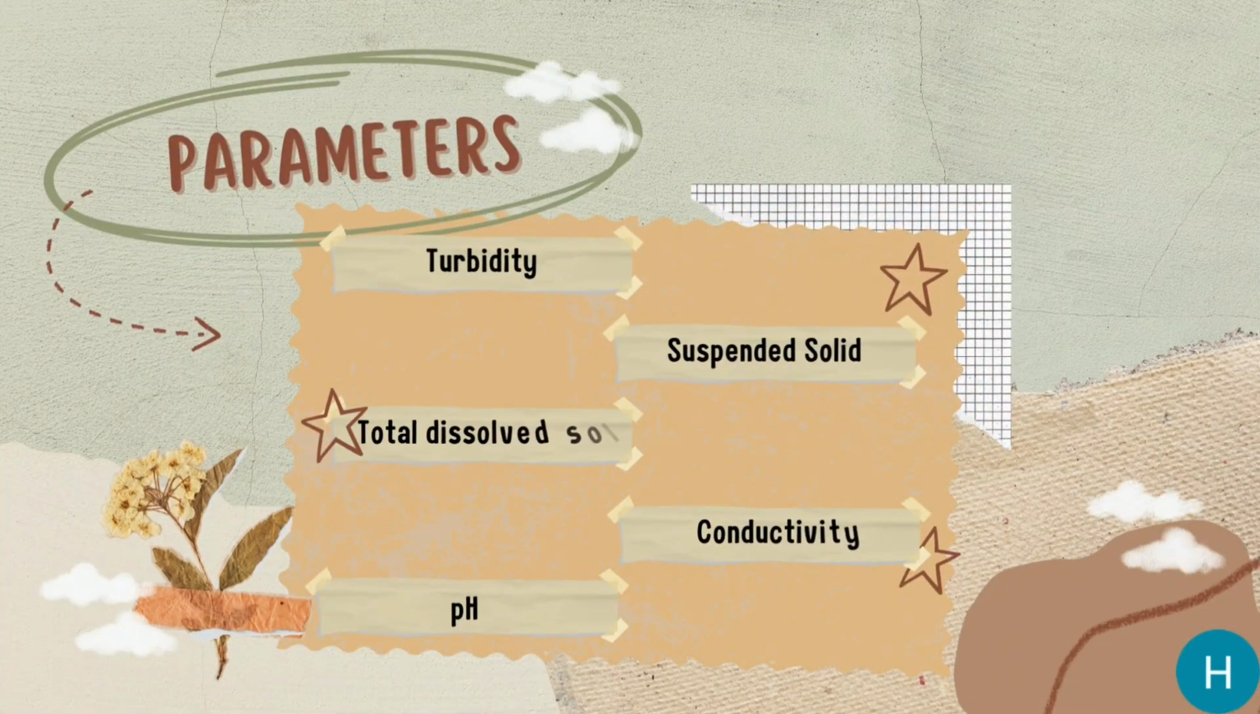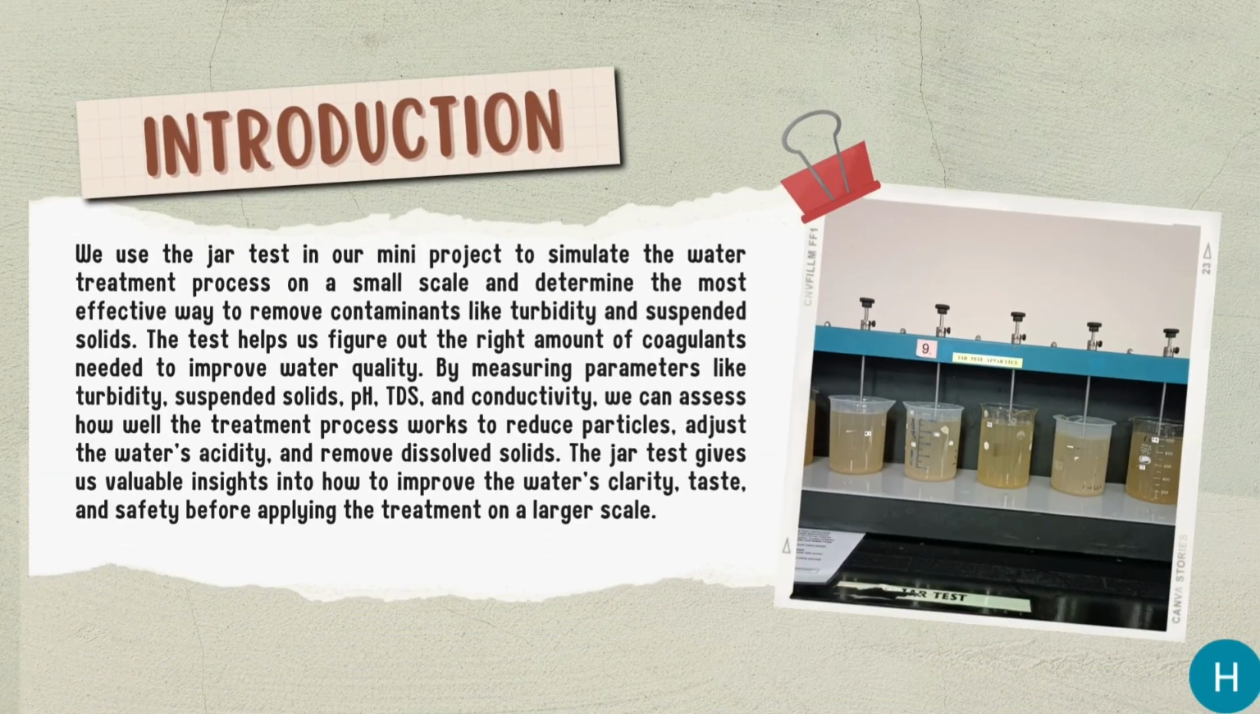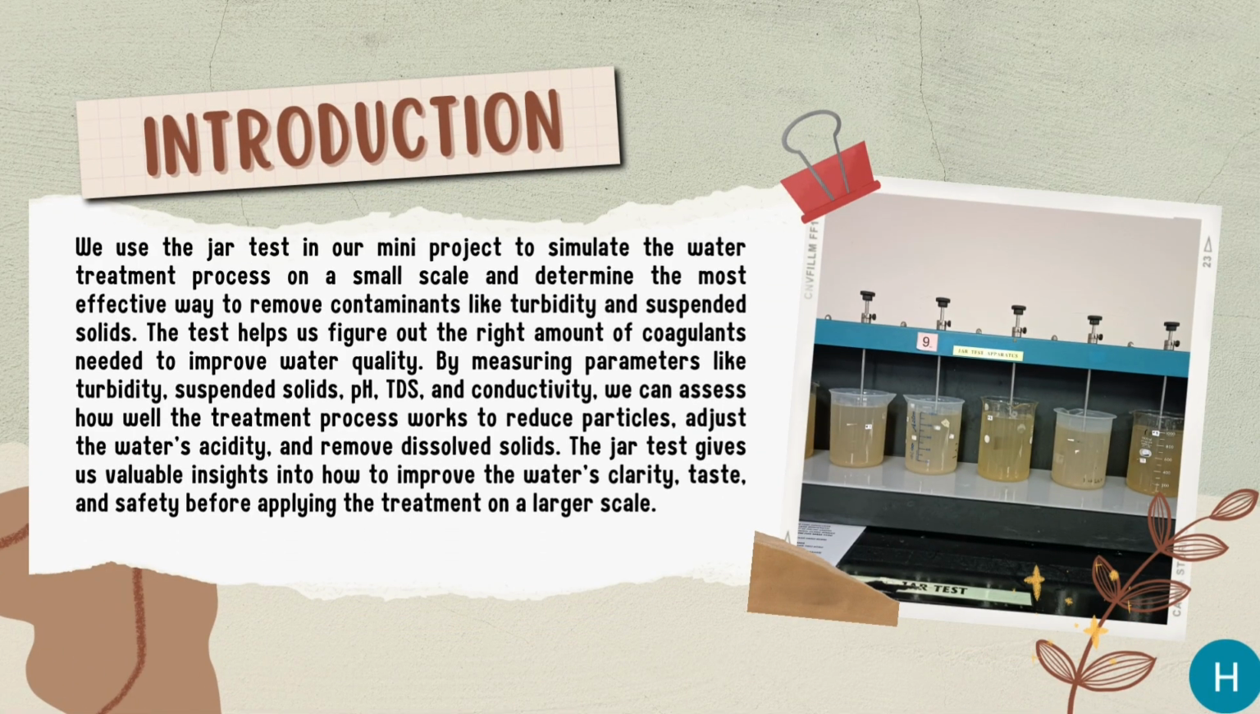There are 5 parameters that we decided to observe, which are turbidity, suspended solids, total dissolved solids, conductivity, and pH. We used the JAR test in our mini project to simulate the water treatment process on a small scale and determine the most effective way to remove contaminants like turbidity and suspended solids. The test helps us to figure out the right amount of coagulant needed to improve our water quality.